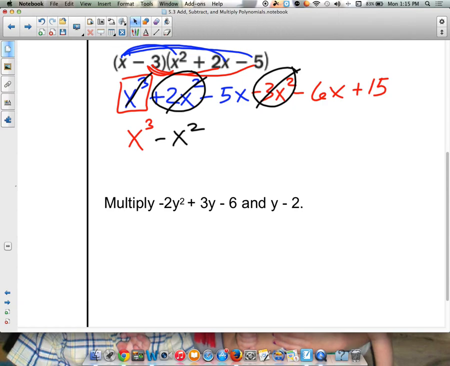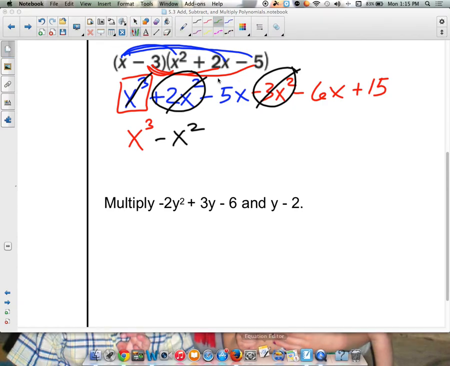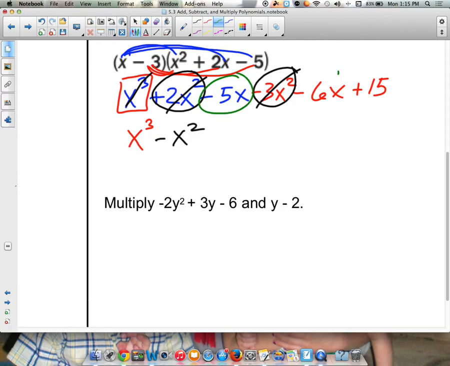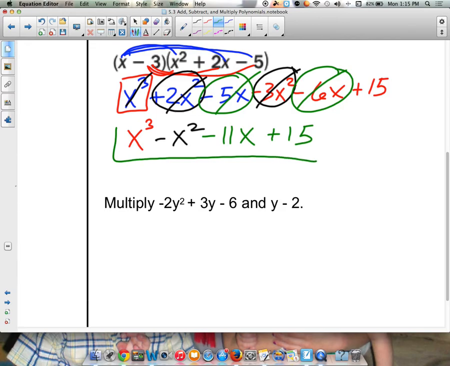I have a minus 5x, and I'm going to combine it with minus 6x. So negative 5 minus 6 is negative 11x. And then on the end, there's this plus 15 that's by itself. I'm just going to bring it down. And so x minus 3 times x squared plus 2x minus 5 is equal to x cubed minus x squared minus 11x plus 15.